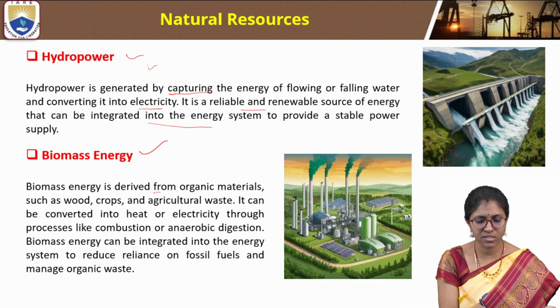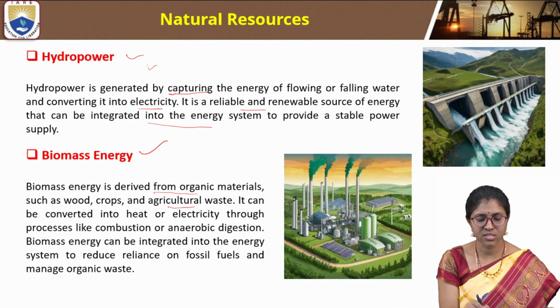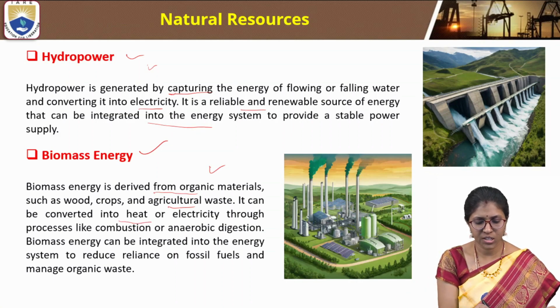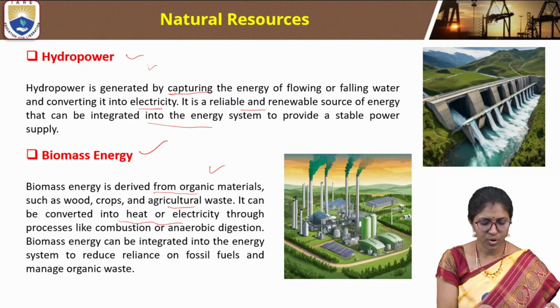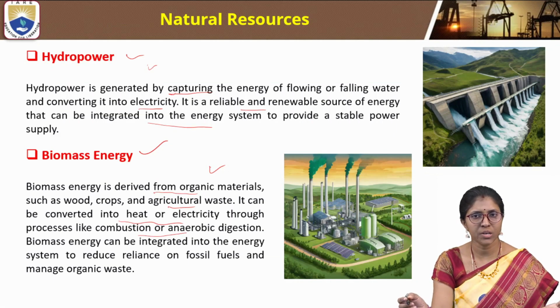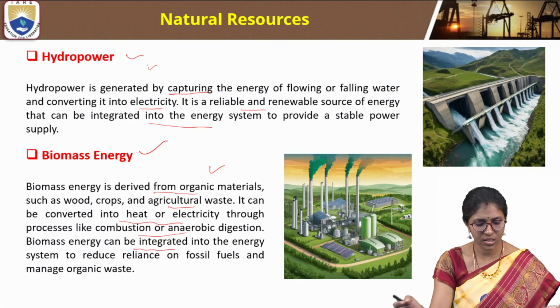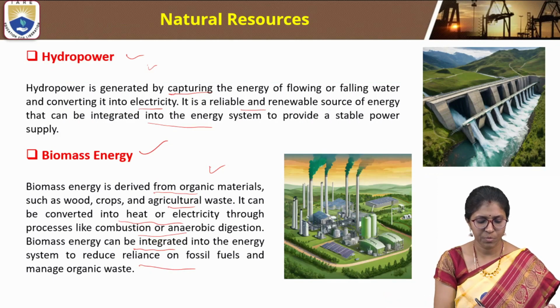Next, biomass energy. Biomass energy is derived from organic materials such as wood, crops, and agriculture waste. It can be converted into heat or electricity through processes like combustion or anaerobic digestion. It can be integrated into energy systems to reduce reliance on fossil fuels and manage organic waste.